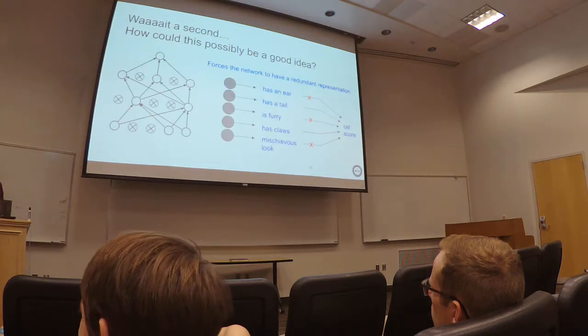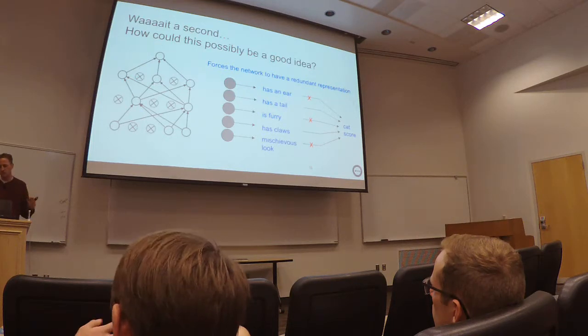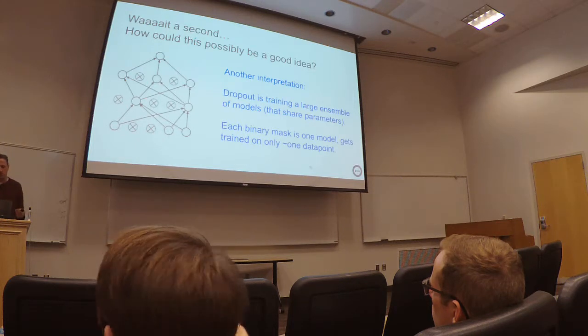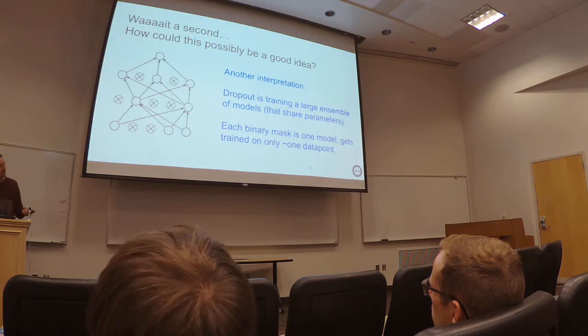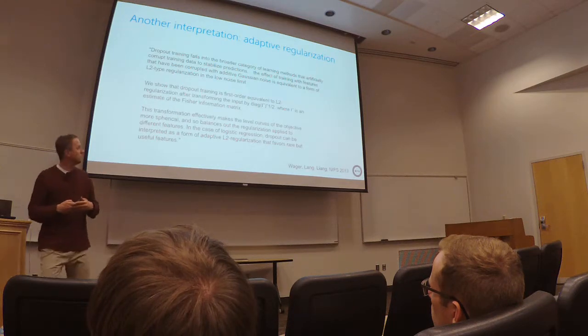So we've talked about how this forces the network to have a redundant distributed representation. You can also think about it as an ensemble thing, etc. There was a very interesting analysis that I thought I should share with you about this.